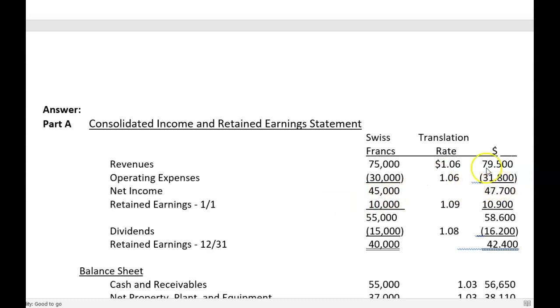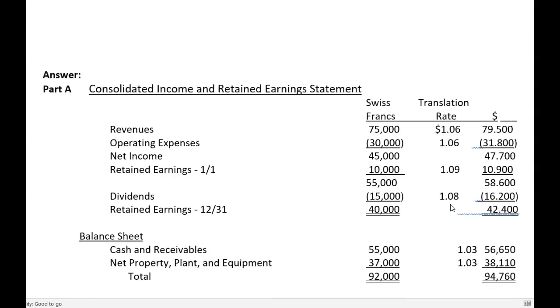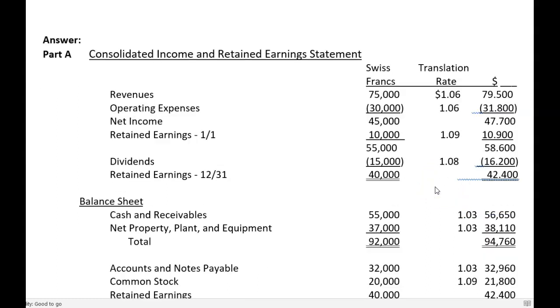Then net income is just the result, the difference between revenues and operating expenses. The beginning retained earnings, you'll use the historical rate, the rate as of the beginning of the year, which if you look back up to the chart is $1.09. And then the dividend here is translated using the rate in effect when the dividend was declared and paid, right? So translating the 40,000 of Swiss francs retained earnings balance to US dollars, it would come out with 42.4.